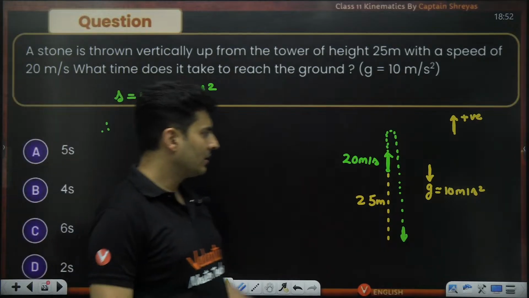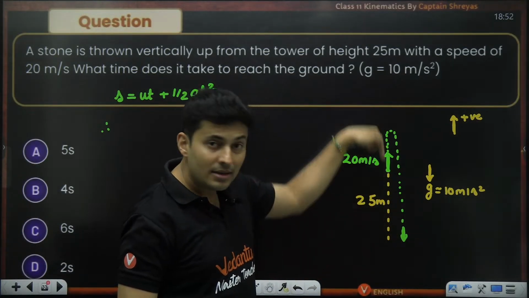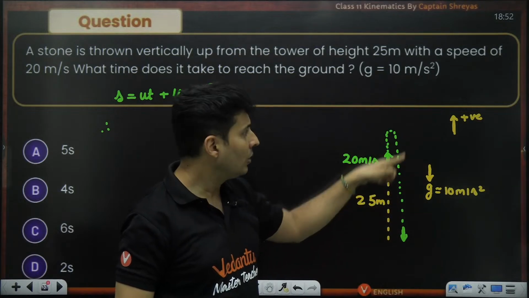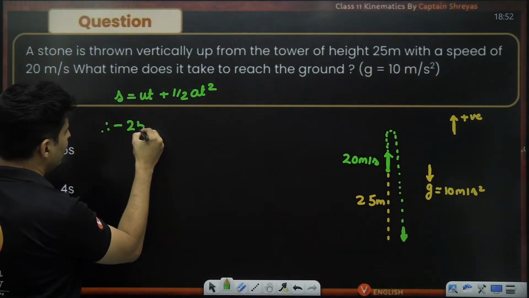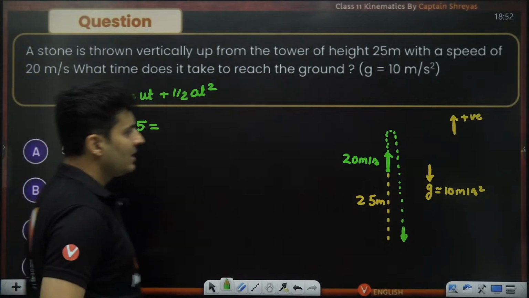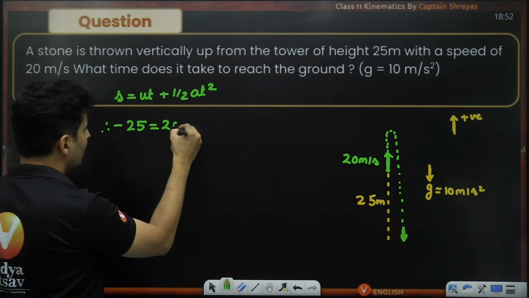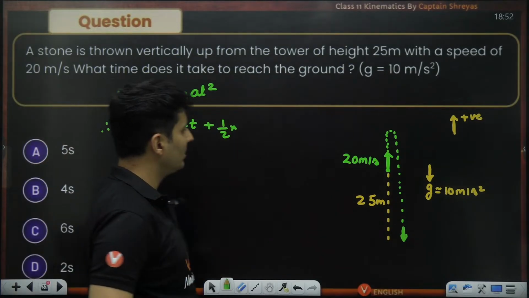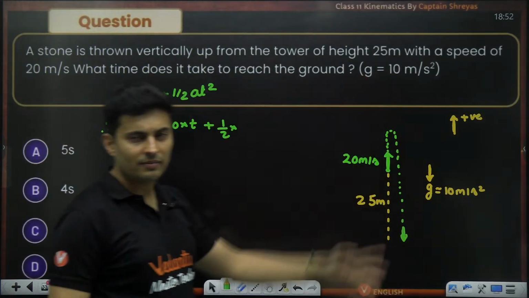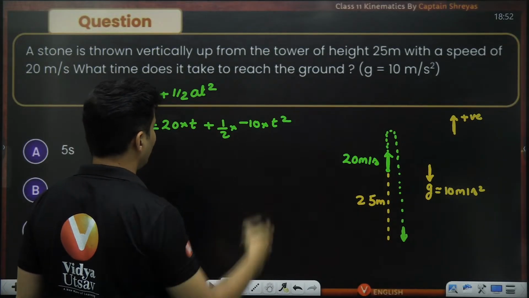Check it one by one. I started from here, ended here. Initial to final displacement is down. Downwards means negative, so it is minus 25 meters. Initial speed is up, so positive: 20 multiplied by the time, plus half into acceleration. It's down, so definitely negative: minus 10 into t square.